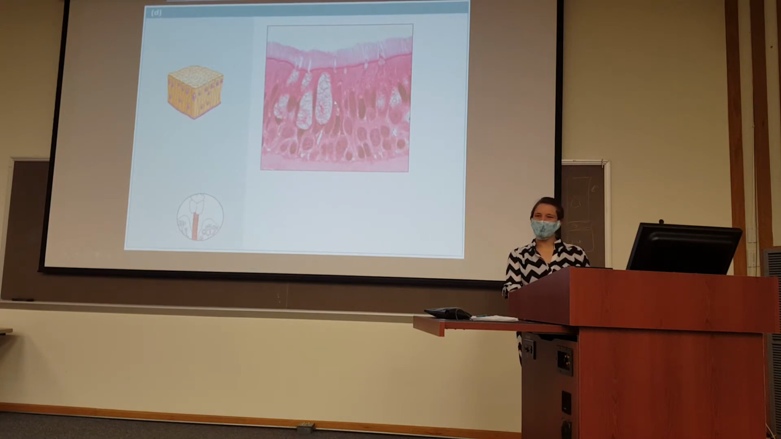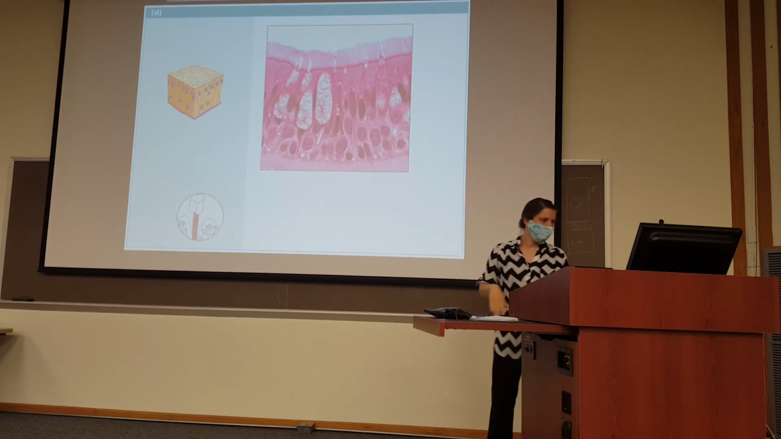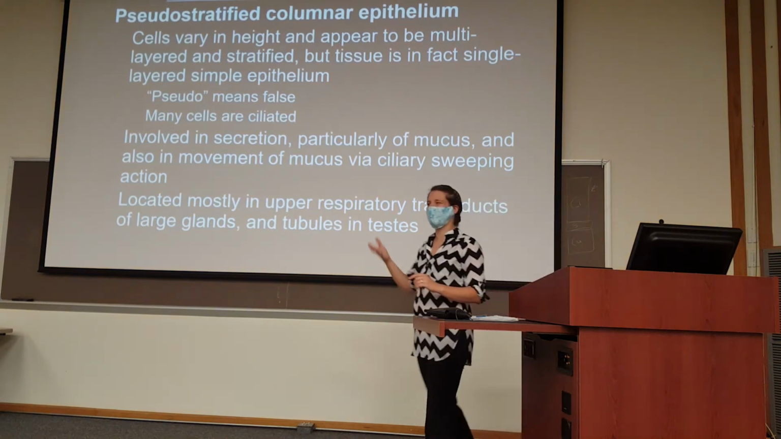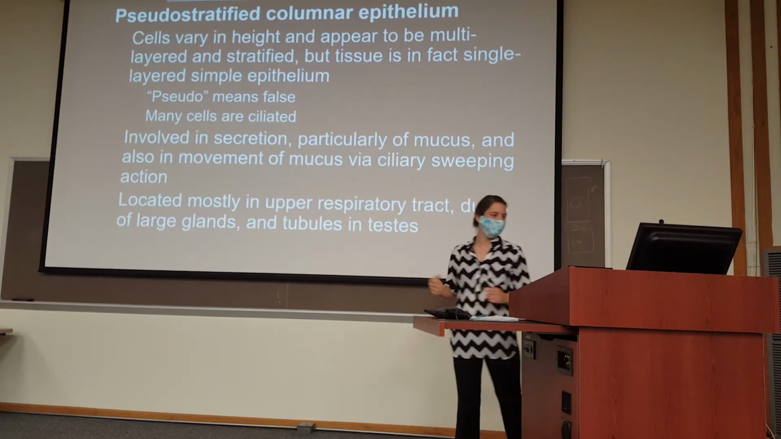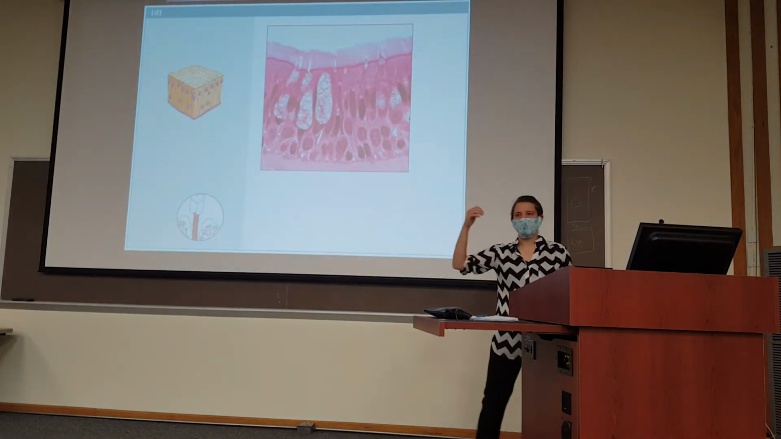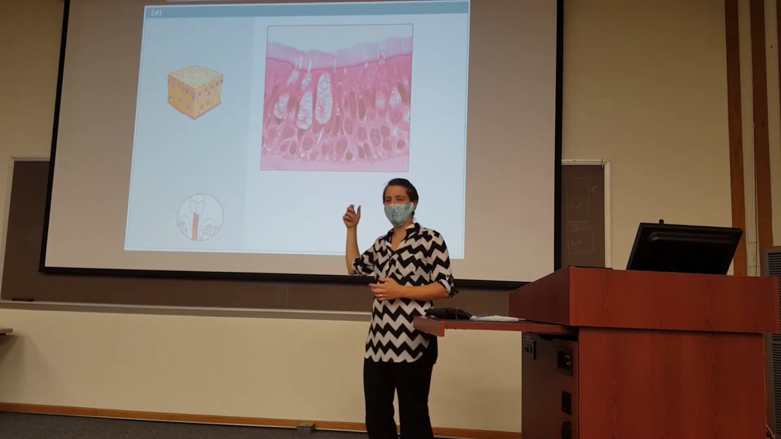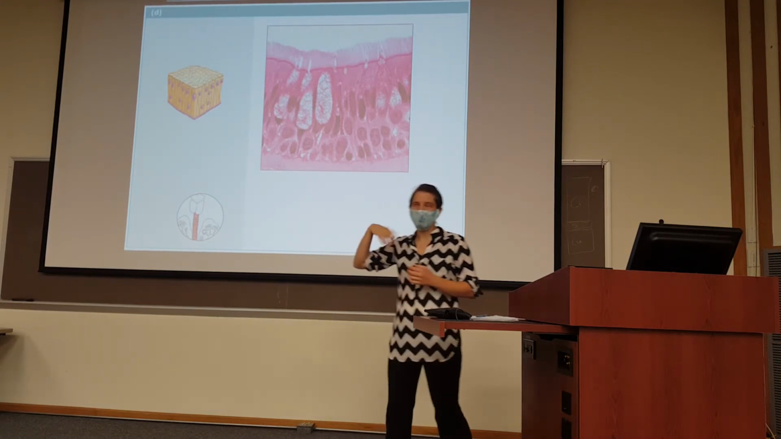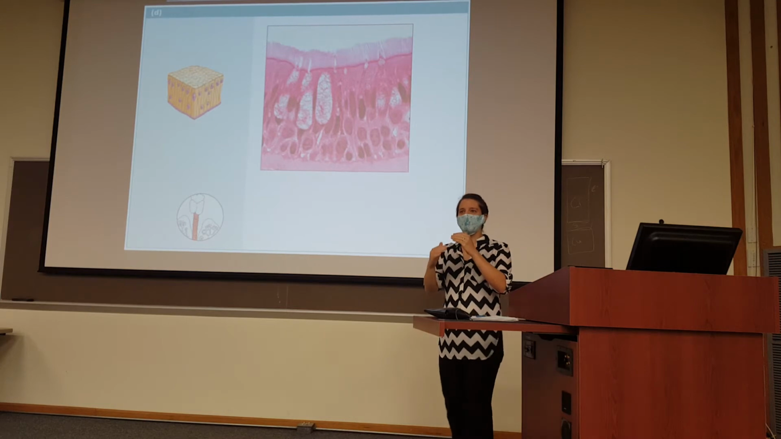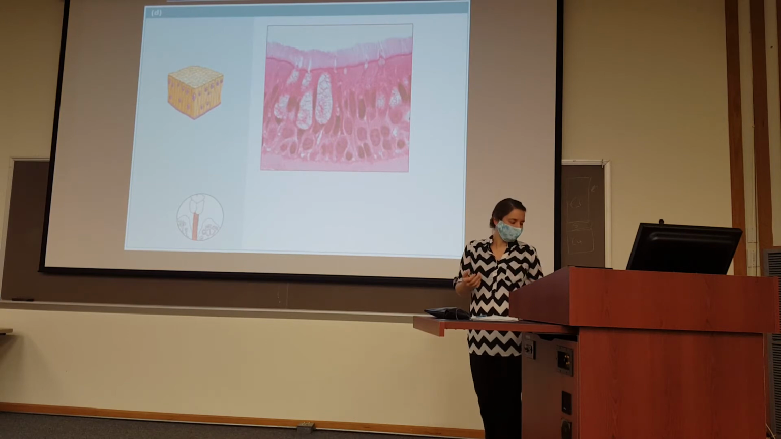Pseudostratified is false stratification. You still have columnar cells, but it looks like two layers, but it's not really. This stuff usually produces mucus and also is going to be doing some of the sweeping along. Okay, so the squamous, cuboidal, columnar, and then the fake columnar, the columnar that looks pseudostratified, those are the types of simple epithelial you have, right? Those are your options: these are the shapes you have if you only have one layer.